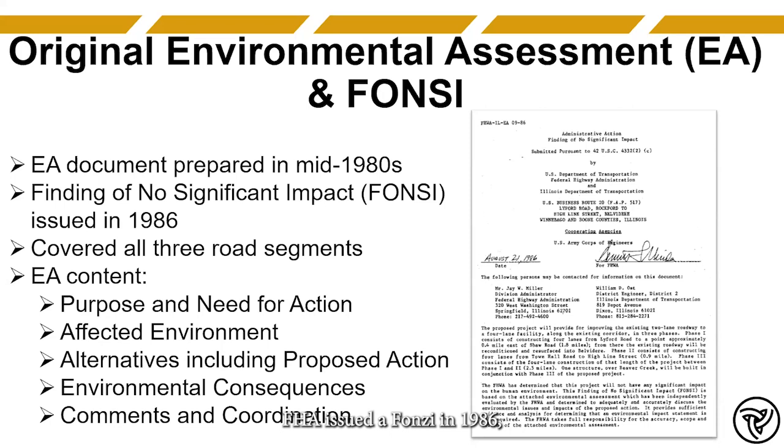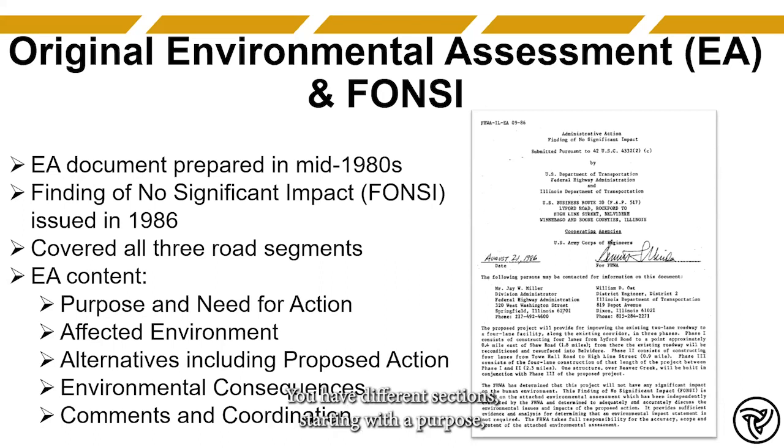For this project, FHWA issued a FONSI in 1986, which you can see the signature page here on this slide. Keep in mind that the original EA covered all three road segments. Because the west segment has already been constructed, this reevaluation document that we've been conducting only covers the two remaining segments.